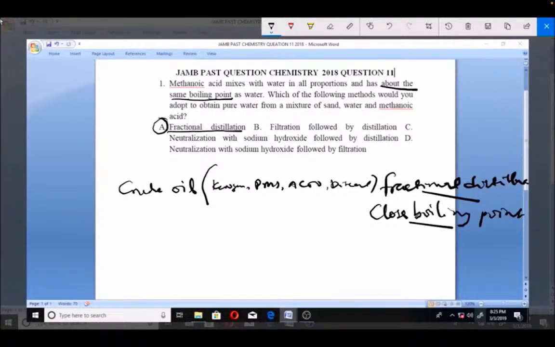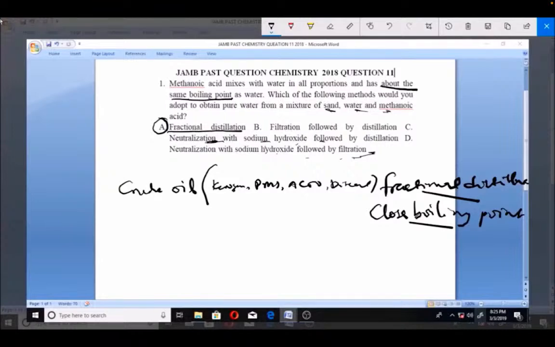Filtration followed by distillation: you can filter out sand, but you cannot use ordinary distillation to separate water and methanoic acid because of their similar boiling points. Neutralization does not have anything to do with it. Neutralizing with sodium hydroxide makes this not the answer. Neutralization followed by filtration is also not a very good answer. So the right option is fractional distillation because they have about the same boiling point.